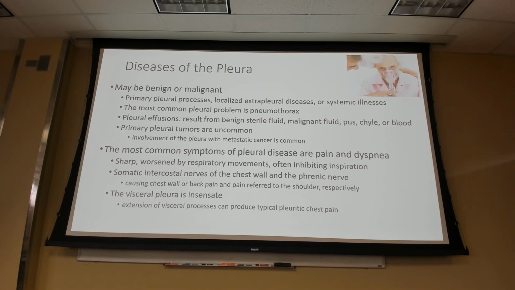But obviously the most common symptom you're going to have is some sort of chest pain and shortness of breath. And then usually it's worsened with inspiration or respiratory movements. And then we have all of those different nerves, most of them run under our ribs. So any sort of chest wall abnormality or malignancy can also cause chest wall pain as well. It's referred there.